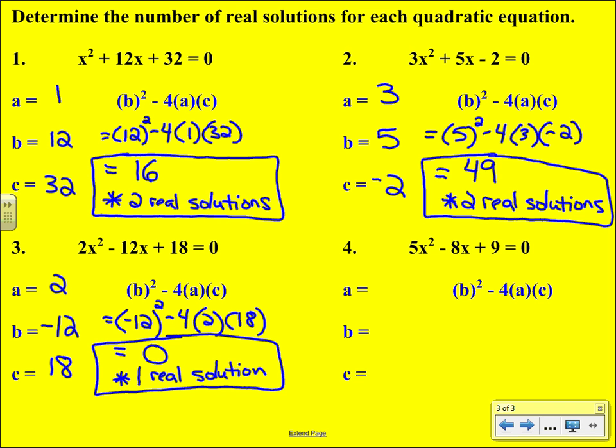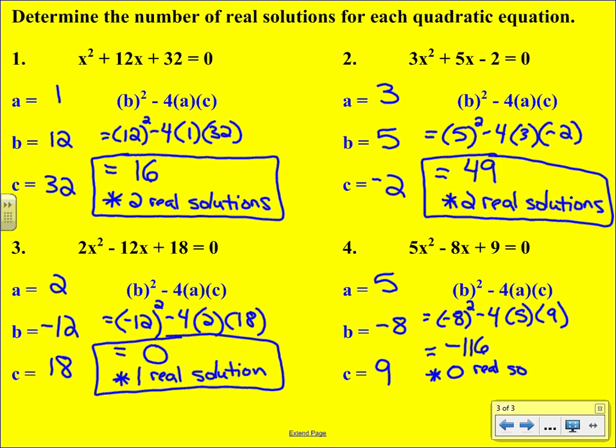Our last example, we're going to do the same thing. Hopefully you're getting the hang of it. A is 5, B is negative 8, C is 9. You're going to take those numbers and again, plug them into the formula. Hopefully you'll have that memorized when you're done with your practice. And when you evaluate this one, you get negative 116. So this time we have a negative number, which tells us that we have no real solutions or 0 real solutions. What that means in terms of our graph again is that the graph will not cross the x-axis at all. It's either going to be completely above it or completely below it.